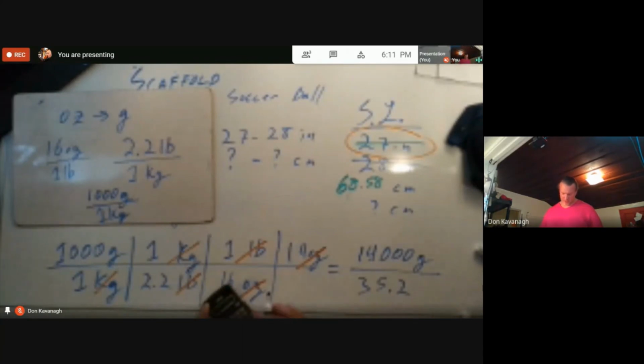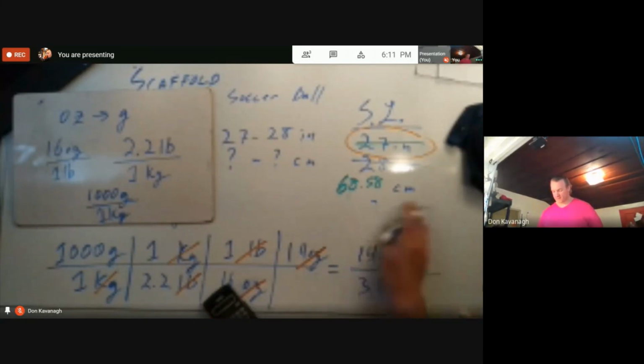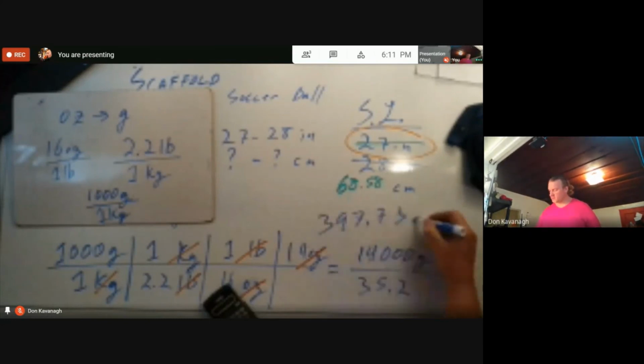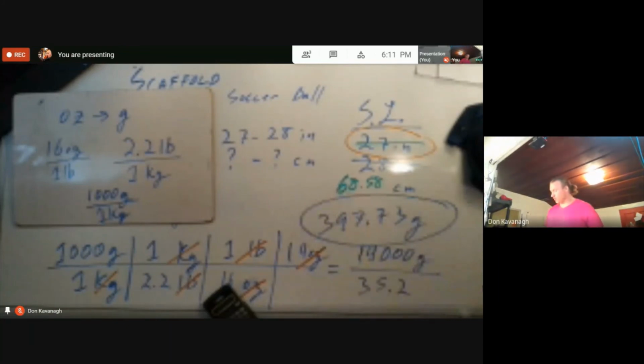14,000 divided by 35.2 is 397.73 grams. That is the 14 ounce conversion to grams.